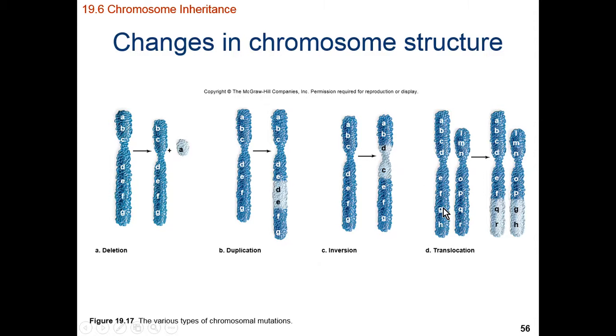Or we can have a translocation. We can start with a P, Q, R on the right chromosome and an F, G, H on the left chromosome, and we can flip-flop those sections. So the Q and the R can go to the left, and then the G and the H can go to the right.